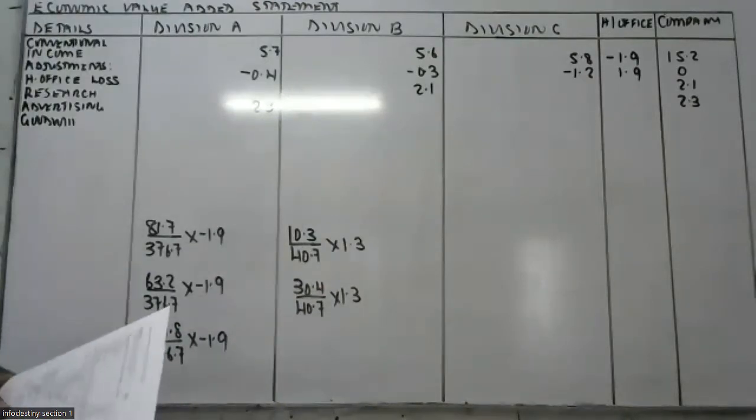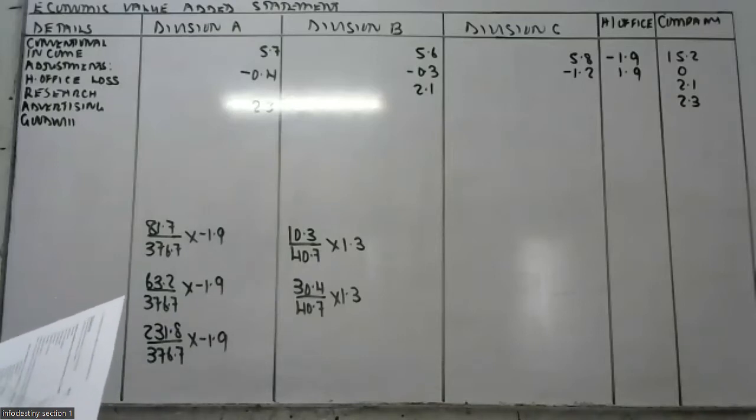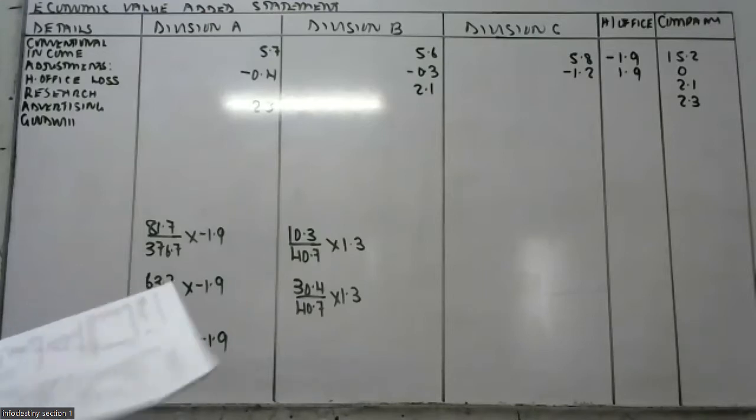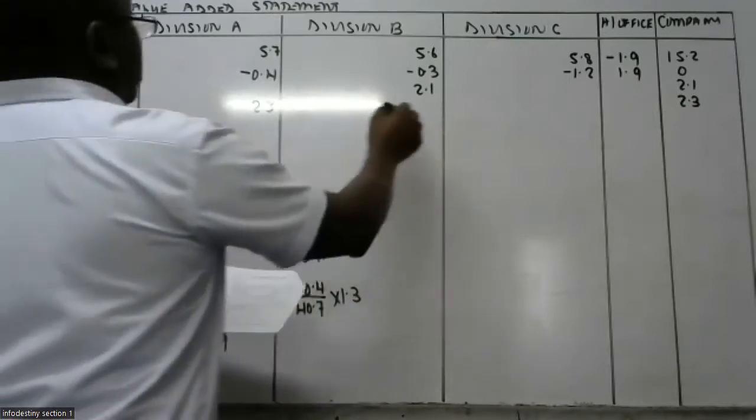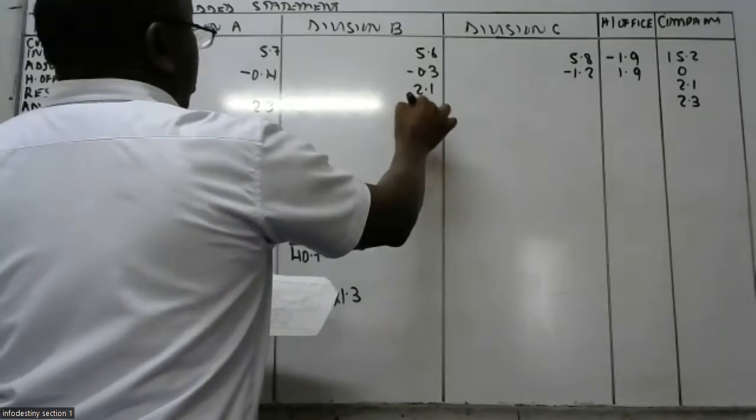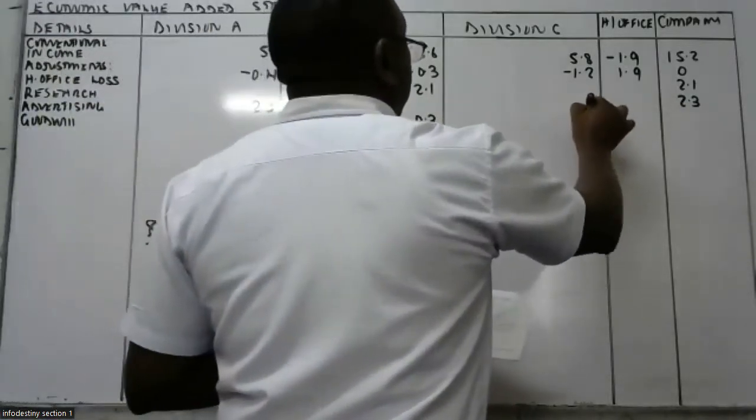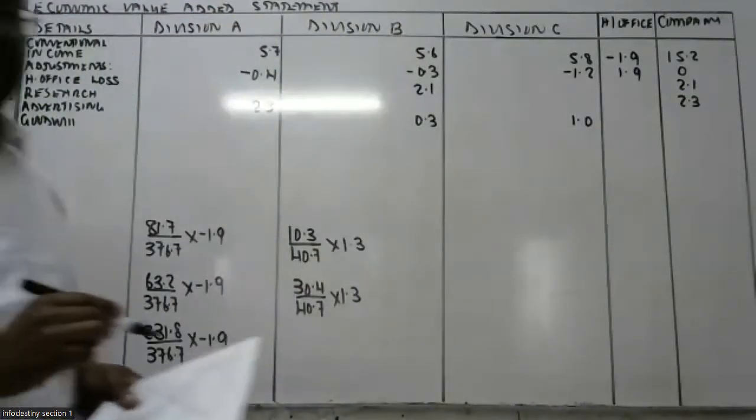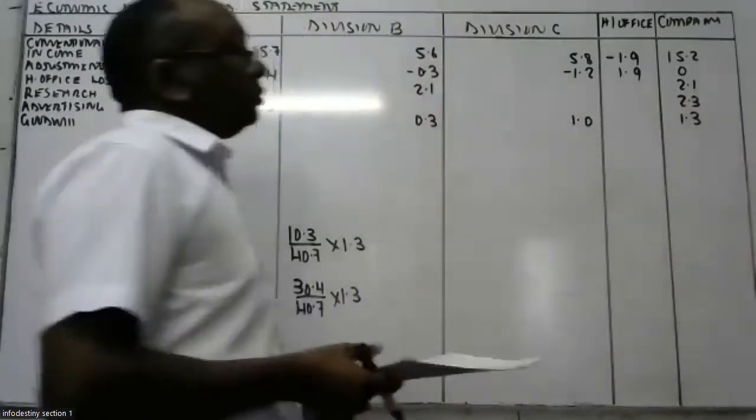So if you divide that way, this 10.3 times 1.3, you divide by 40.7. That gives us 0.3. Now 0.3 is what should come to division B here. And therefore it goes without saying, division C should receive 1, so that they add to 1.3. And then the company has 1.3.